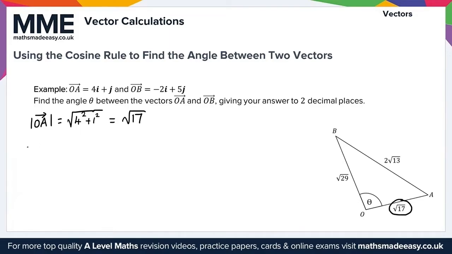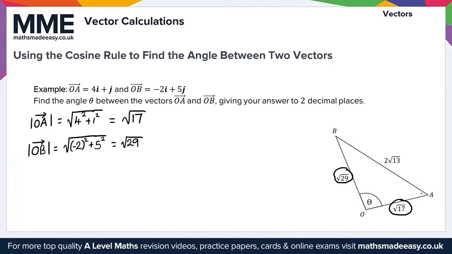Now we calculate the magnitude of the vector OB. And here again, that's going to be the square root of minus 2 squared plus 5 squared. If we do this correctly, that's going to be 4 plus 25, giving us the square root of 29. And we can see that corresponds to this length here, square root of 29.